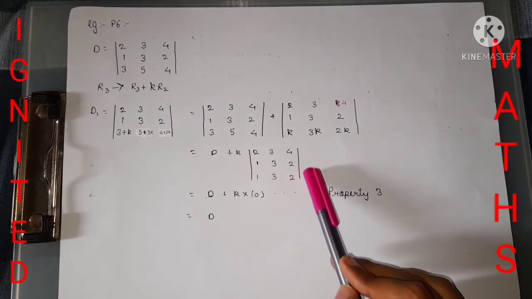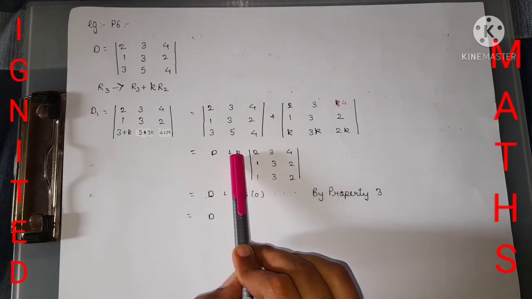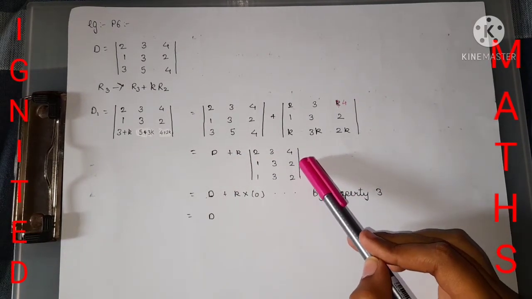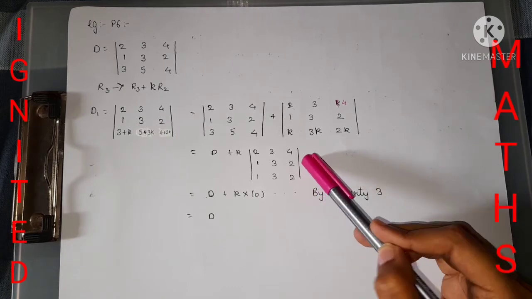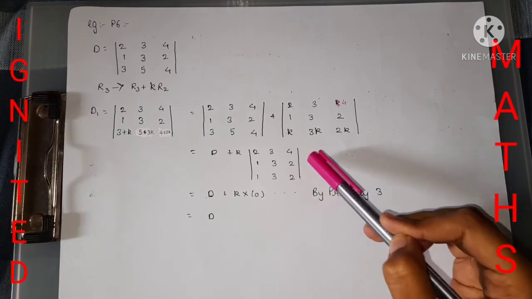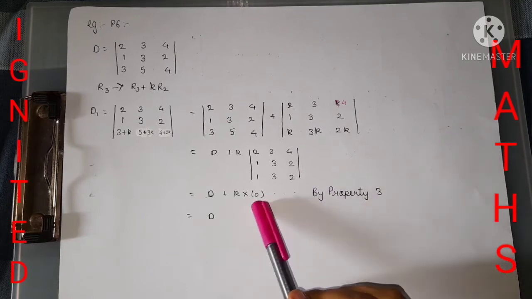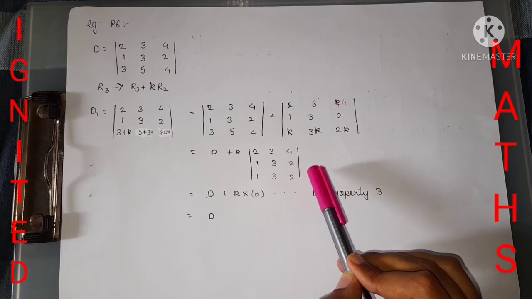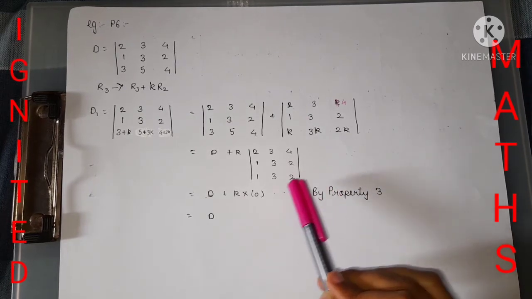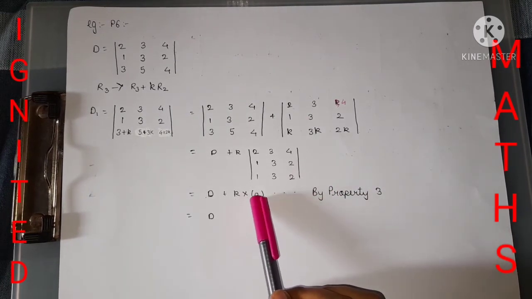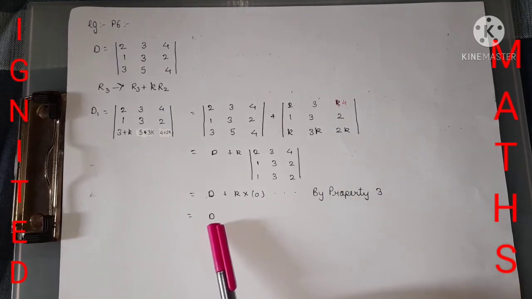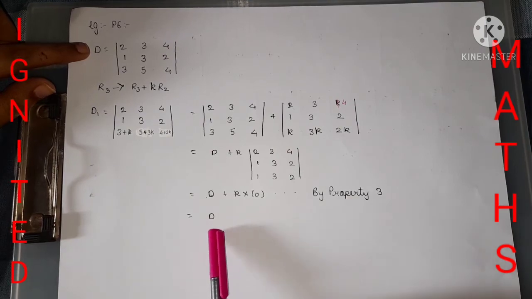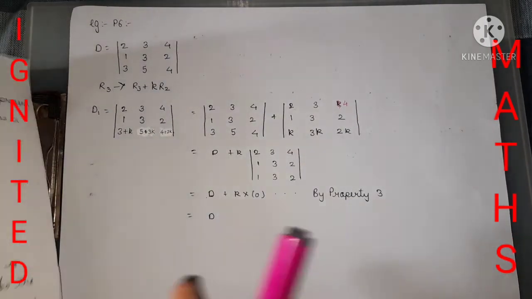I hope you understood this value. I took the K value as a common value. Property 3 says that if any two rows or two columns are identical, then the determinant will be 0. Over here the two rows, R2 and R3, are identical, so the determinant will be 0. So K times 0 is nothing but 0. And it proves that whatever the D value is, the same value will come over here. So property 6 is also proved.